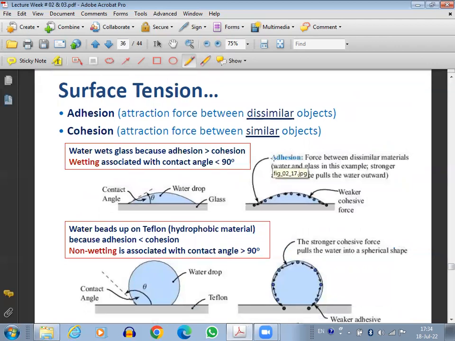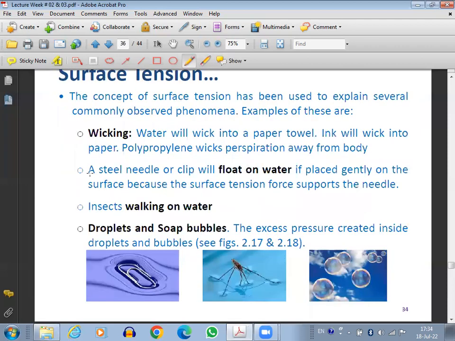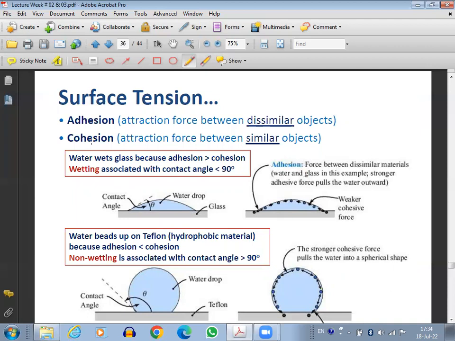Further going into surface tension, we have adhesion and cohesion. Adhesion is basically attraction force between dissimilar objects. Cohesion is attraction force between similar objects. Water wets glass because adhesion is greater than cohesion. Now, for each fluid, there are two different kinds of phenomena, adhesion and cohesion. When the fluid tries to hold on to itself, that is cohesion. When the fluid tries to hold on to something else, that is adhesion.